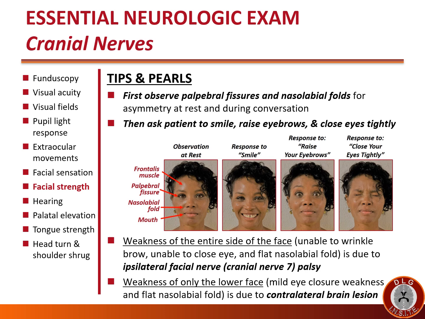Weakness on the entire side of the face, where a patient is unable to wrinkle the brow, unable to close the eye, and has a flat nasolabial fold, is due to ipsilateral facial nerve or cranial nerve 7 palsy. Weakness of only the lower face with mild eye closure weakness and a flat nasolabial fold, but normal forehead wrinkling, is due to contralateral brain lesion.